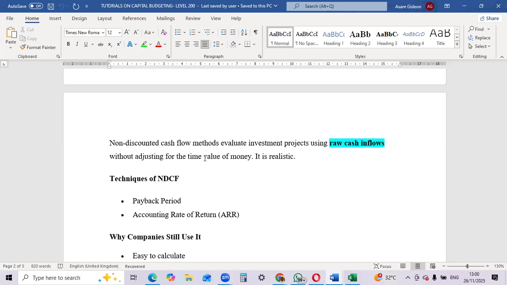That is fantastic. So basically, when you talk about non-discounted cash flow, organizations deploy these methods to evaluate investment projects using the raw cash inflows without adjusting for time value of money. Now, let me try to go a bit into time value of money. It is a concept that we are going to look at on its own. So when you talk about time value of money, we are saying that 1 Ghana cedi today is much better than 1 Ghana cedi tomorrow.